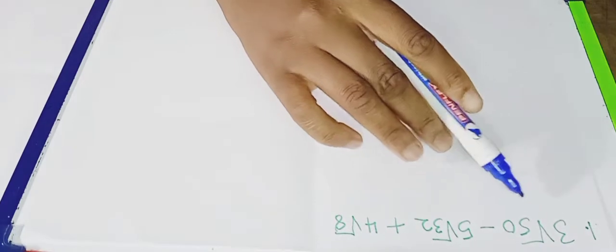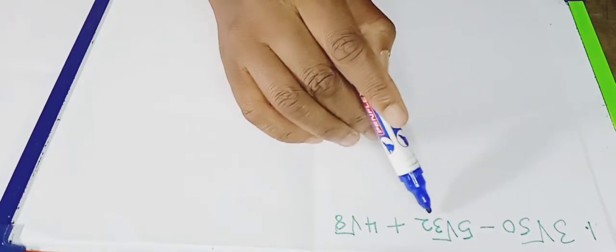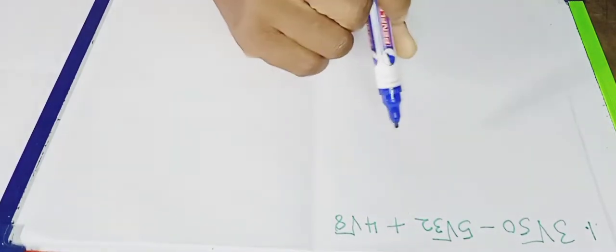Today we are doing addition and subtraction of surds. Our first question: we have 3 root 50 minus 5 root 32 plus 4 root 8.